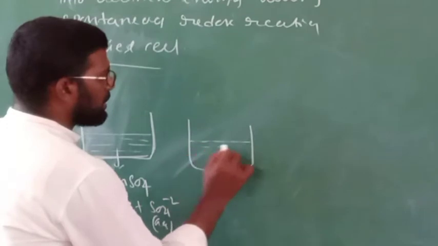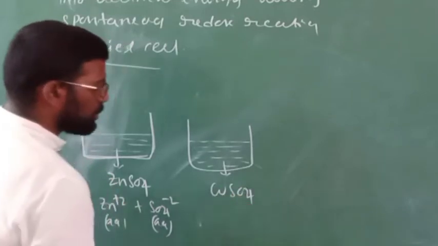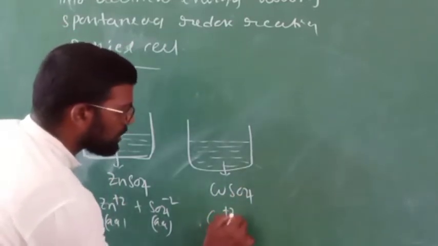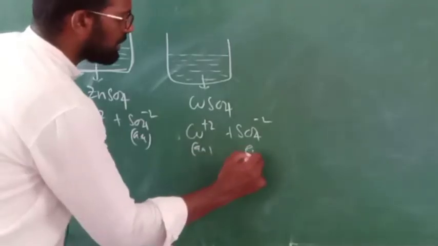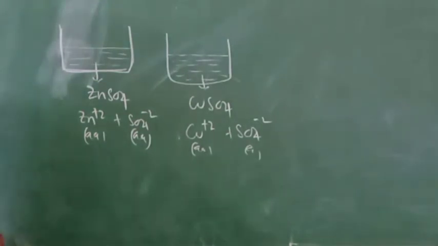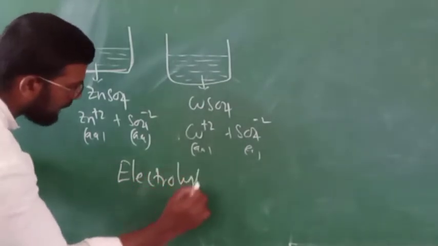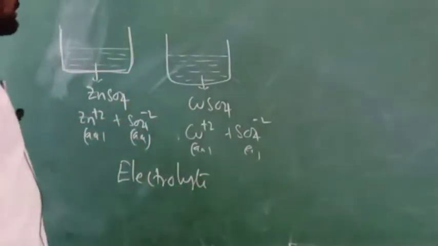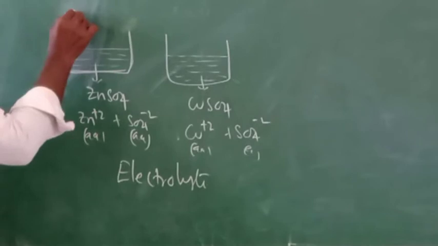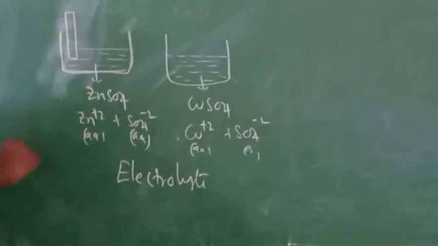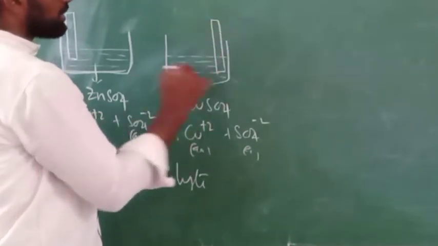Similarly, the second compartment, or second half cell, consists of copper sulfate solution, CuSO4 solution. It consists of a huge number of Cu2+ ions as well as SO4 2- ions. Here these solutions are collectively called electrolytes. Two electrolytes we have used, and in the first container in which ZnSO4 solution is there, a zinc rod is placed, and in the second container in which copper sulfate solution is there, a copper rod is placed.